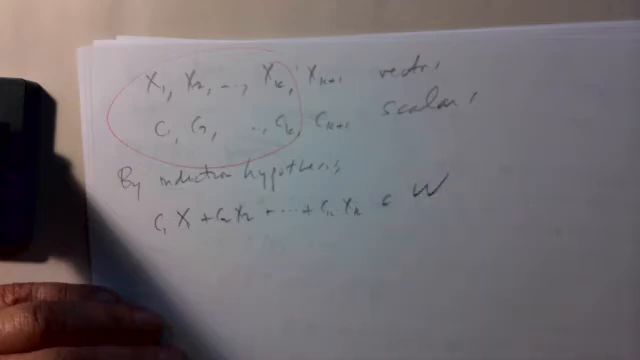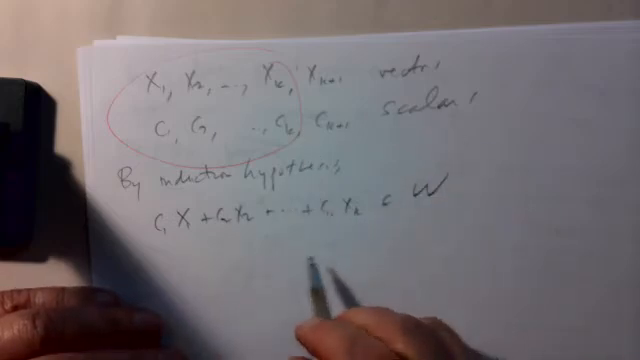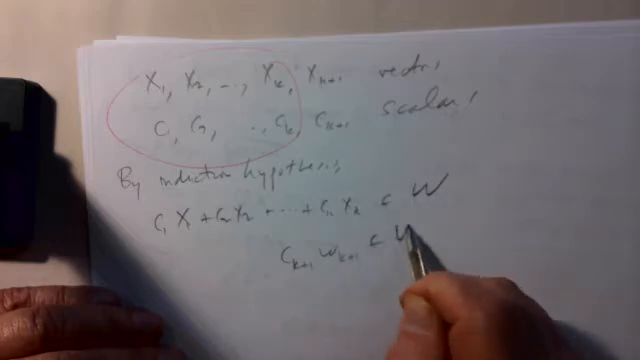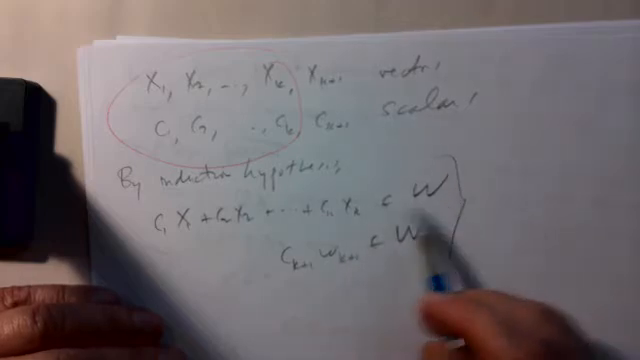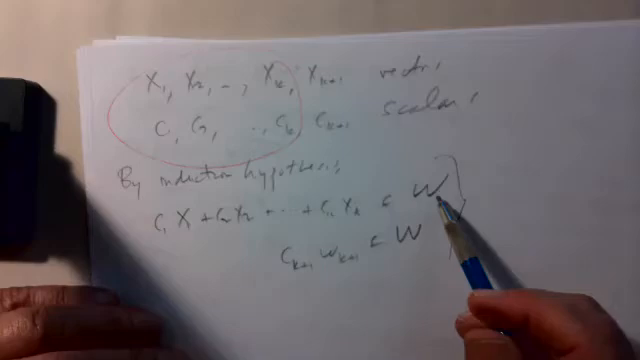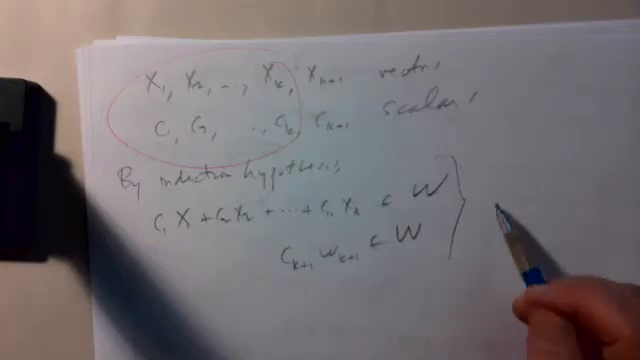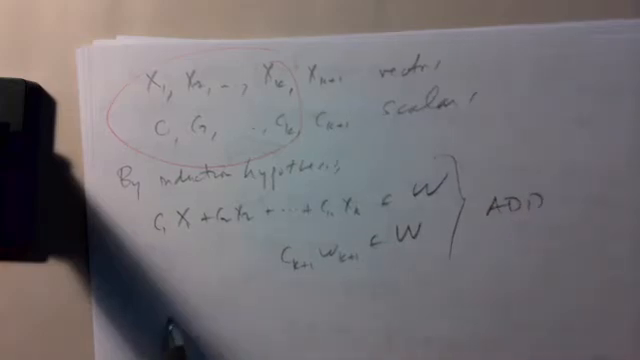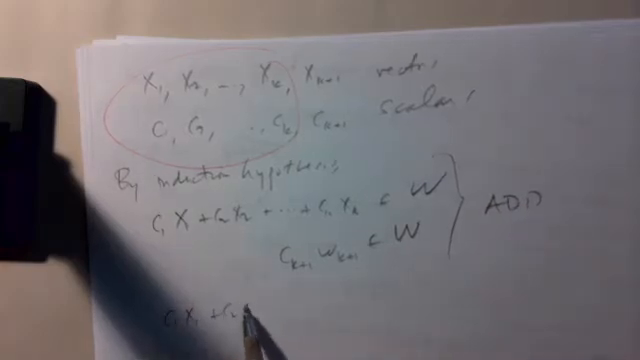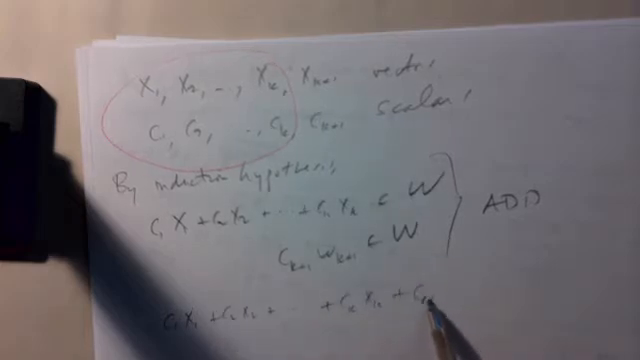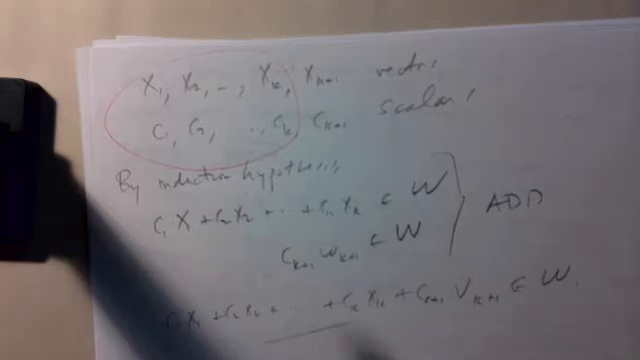And because W is closed under scalar multiplication, we also have that C(K plus 1) times x(K plus 1) is in W. And then you just use the fact that W is also closed under vector addition. So when you add these vectors, you get C1x1 plus C2x2 plus CKxK plus C(K plus 1)x(K plus 1) is in W.